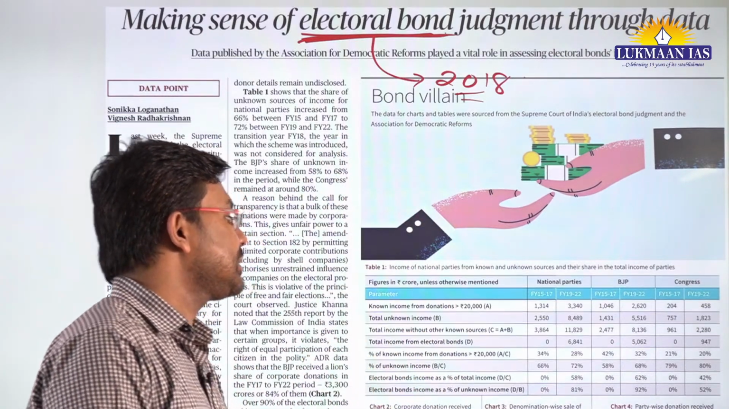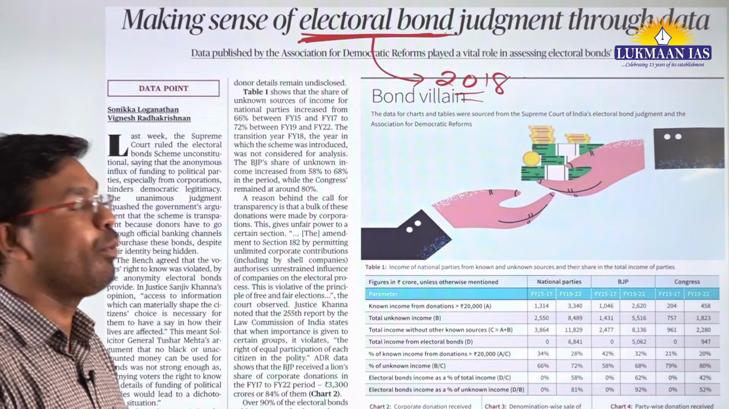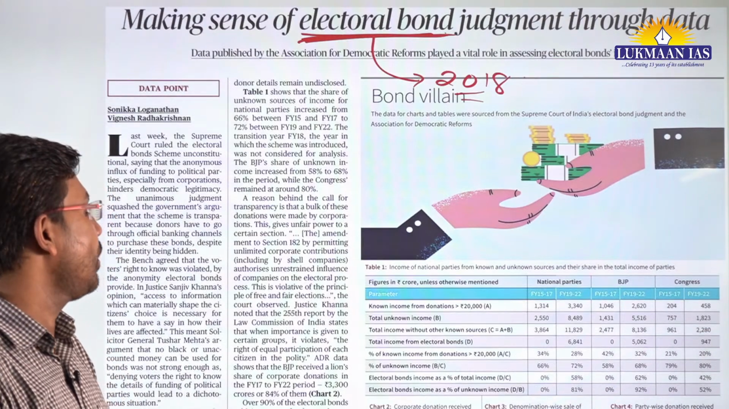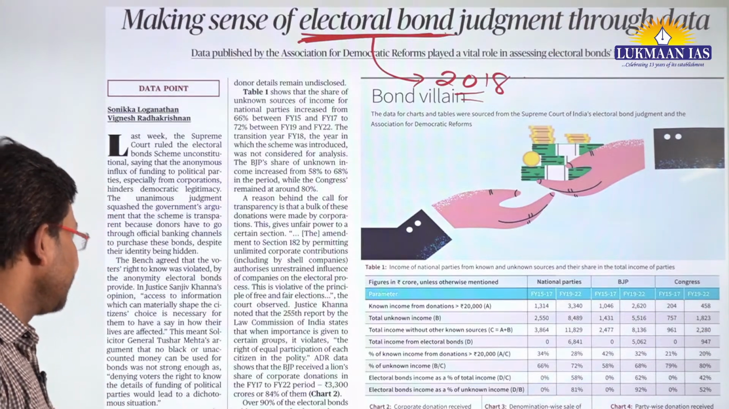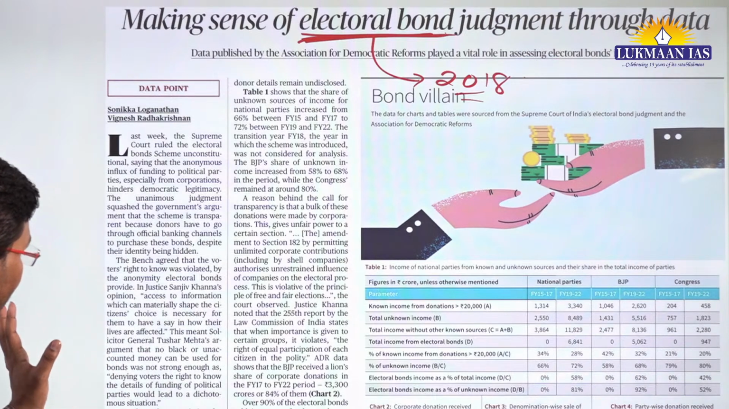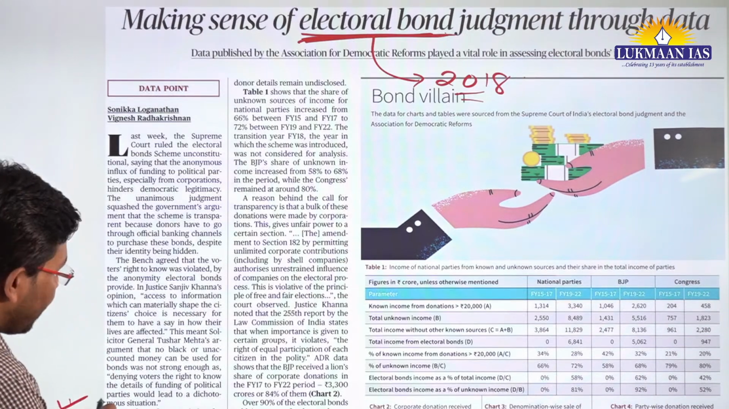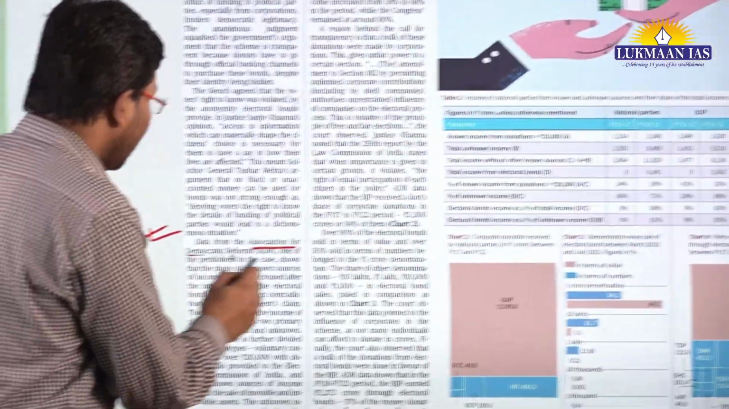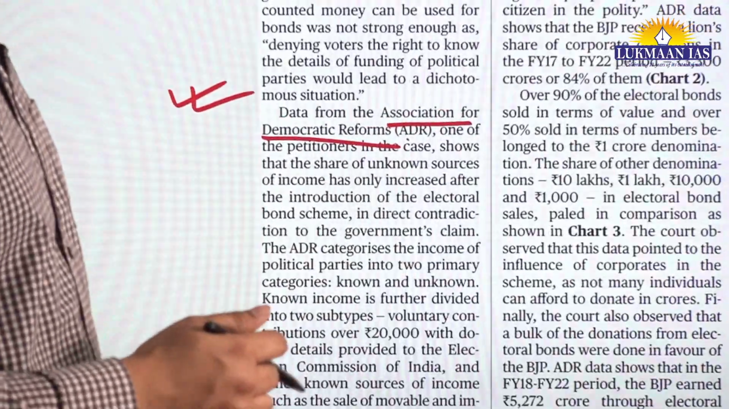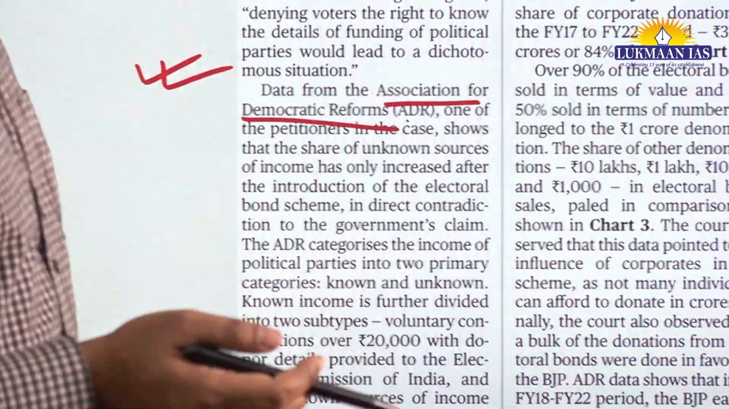In this article, they have talked about some data points, such as which parties have received how much money through the electoral bonds scheme. There were a few organizations that filed cases in the Supreme Court of India. One of them is known as the Association for Democratic Reforms, and there is a political party also, CPIM.